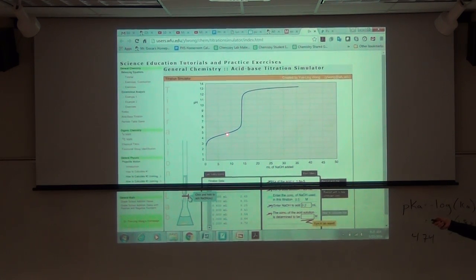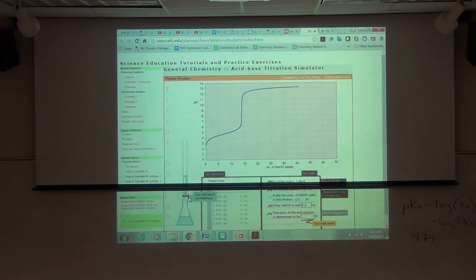Oh wait, what's that middle one? Oh, the pH is 4.74. Oh, I'll take 10 to the negative 4.74, and oh my gosh, I did this in a lab. I can find a Ka value. I can get that from a graph. So I find it on that middle buffer region, and I can figure out a weak acid or a weak base by taking the middle spot of that buffer region.